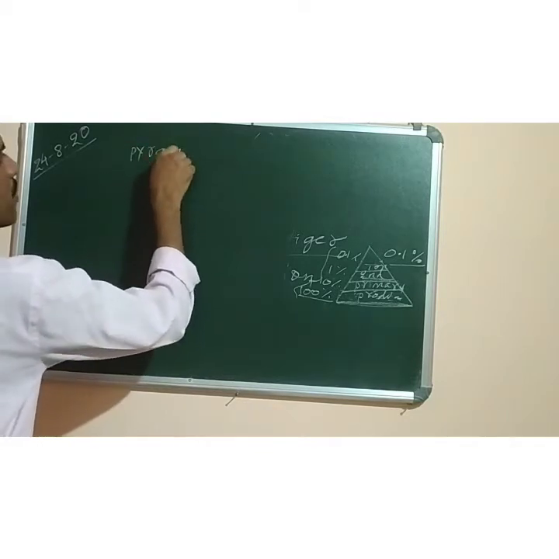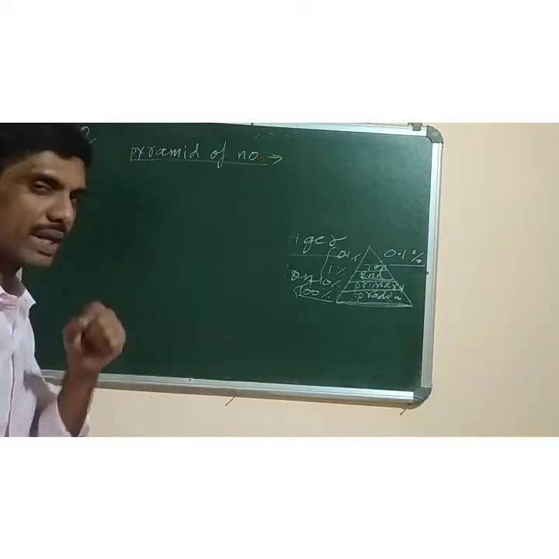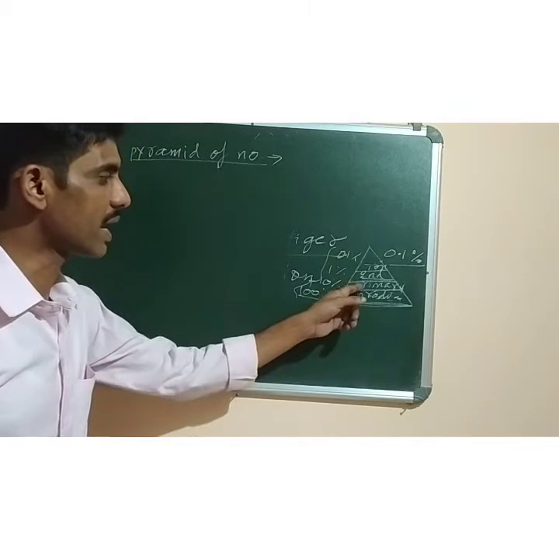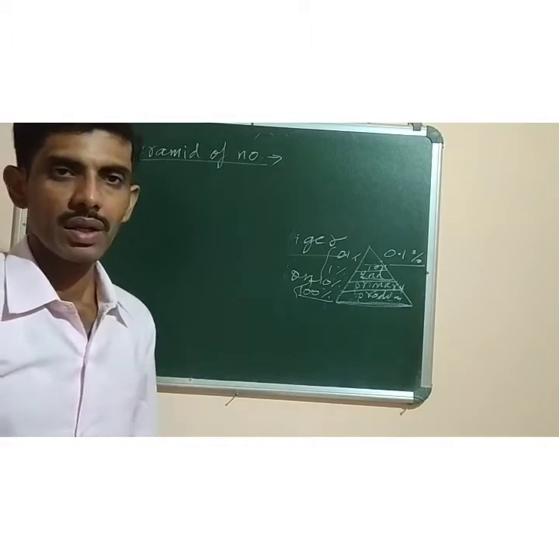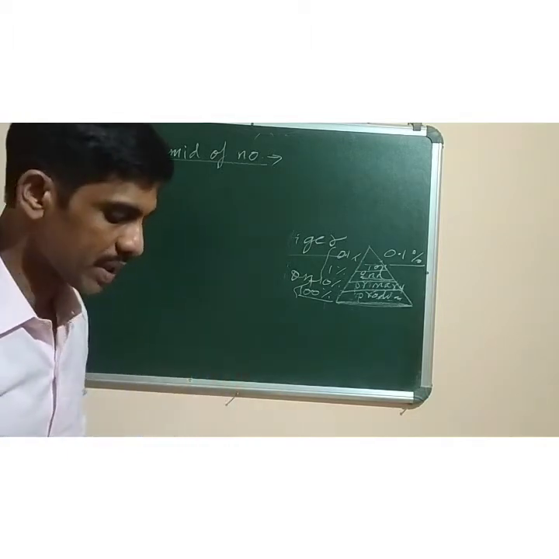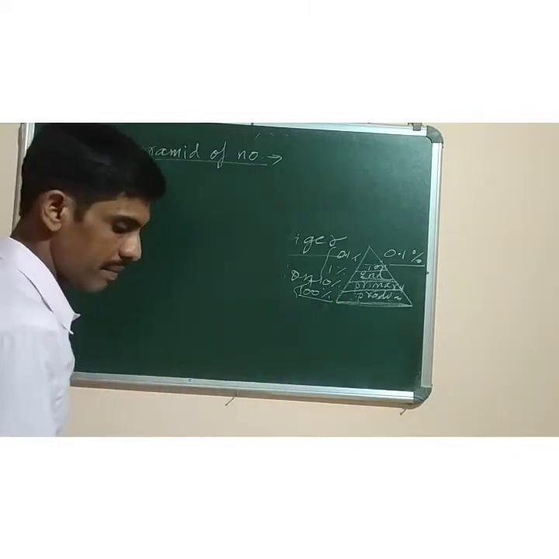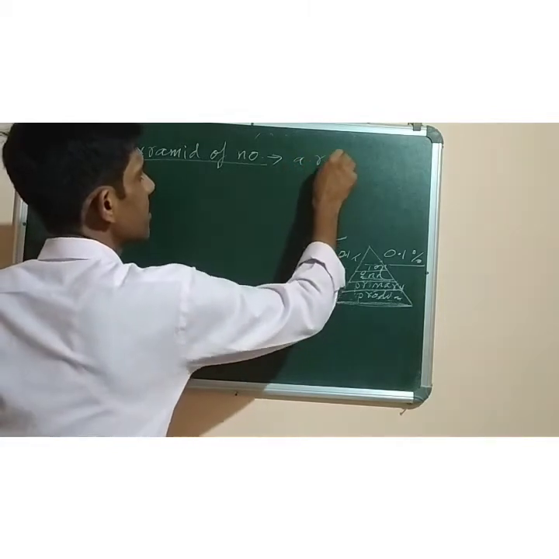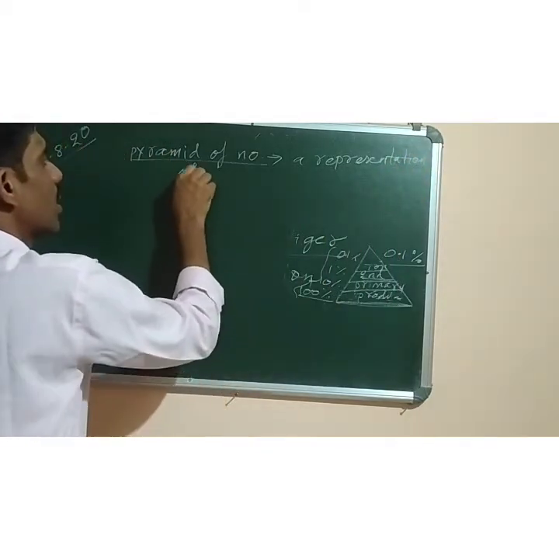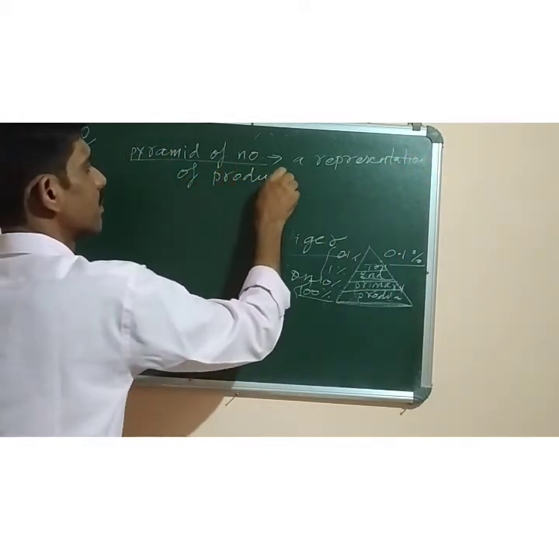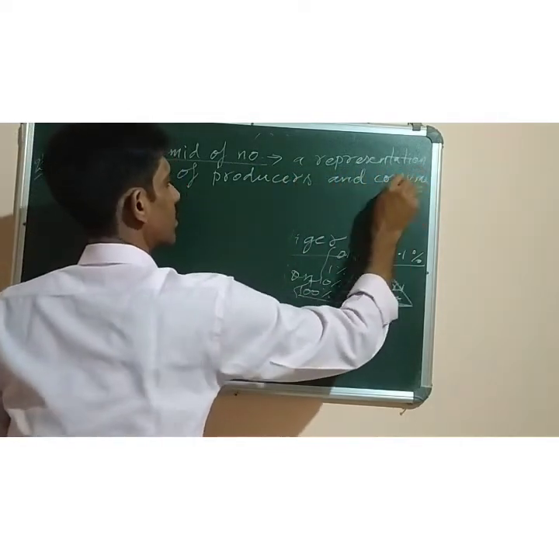So what is pyramid of number? Pyramid of number is the representation of producers and all these other consumers only. The representation means how we plot the producers and consumers in a food chain is called pyramid of number. So it is a representation of producers and consumers in a food chain.